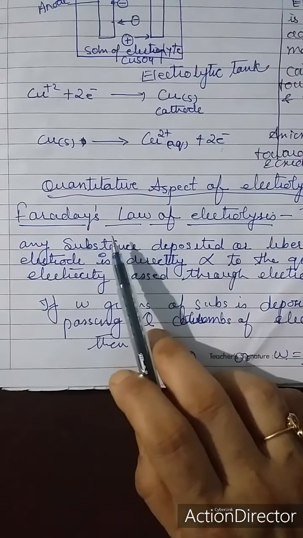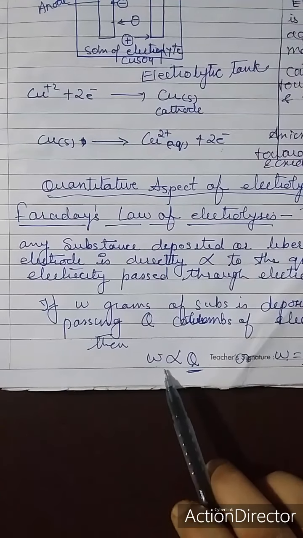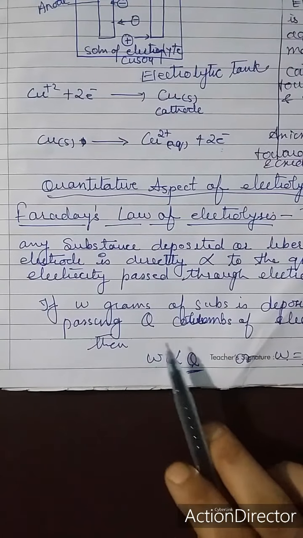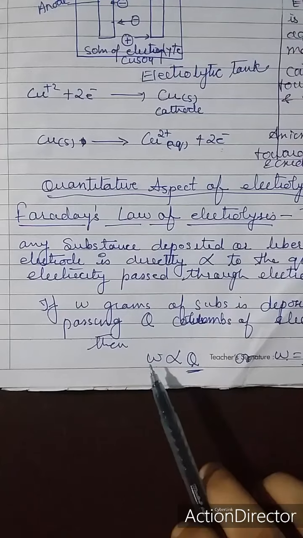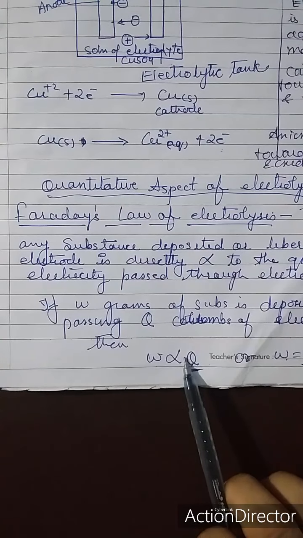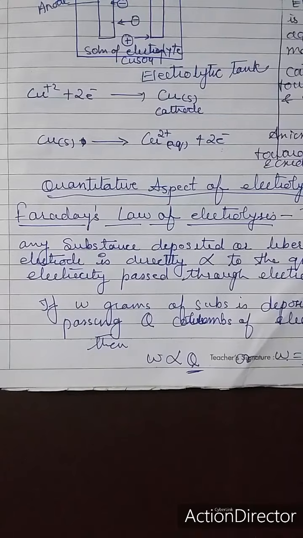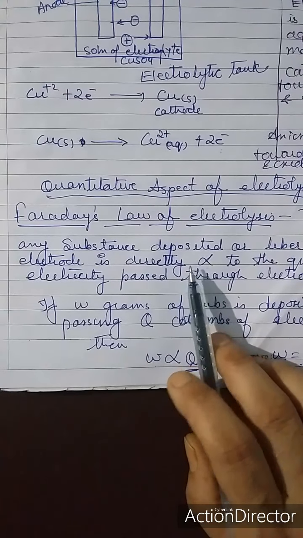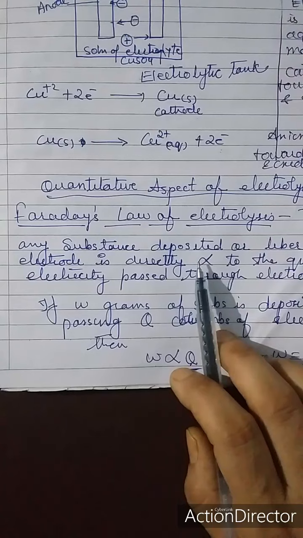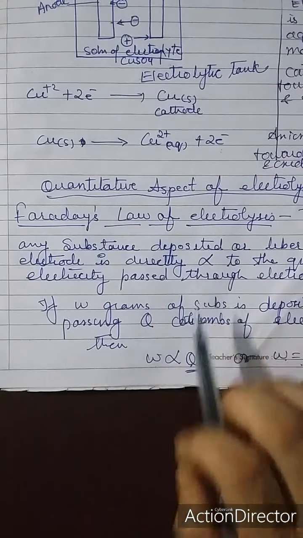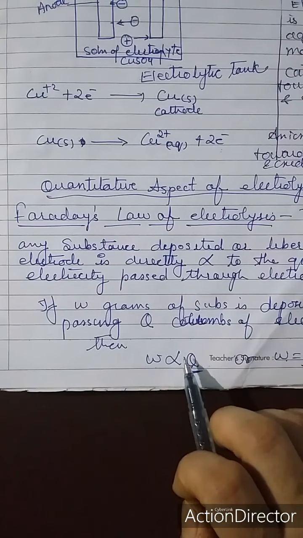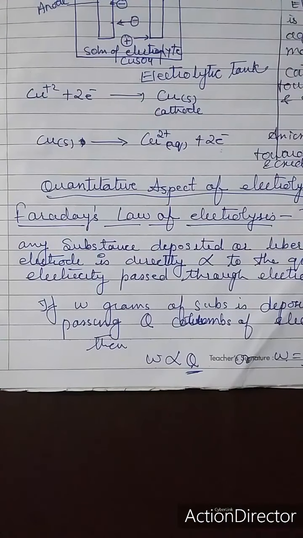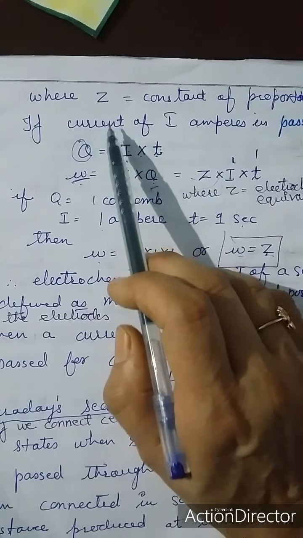Now let us discuss Faraday's law of electrolysis, in which if W gram of substance is deposited on passing Q coulombs of electricity, then W will be directly proportional to Q, or W will be equal to ZQ. The statement is that the amount of any substance which is deposited or liberated at any electrode will be directly proportional to the quantity of electricity which is passed through the electrolytic solution. Here Z is the constant of proportionality.